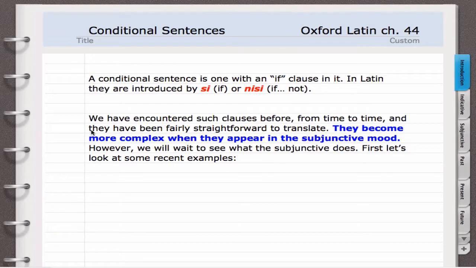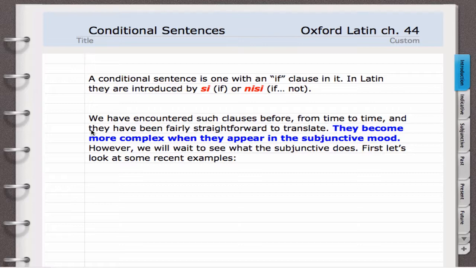Hi, this video is on conditional sentences to Oxford Latin chapter 44. A conditional sentence is one that has an if clause in it. You've seen a number of them before. In Latin, they would be si clauses or nisi, meaning if not.